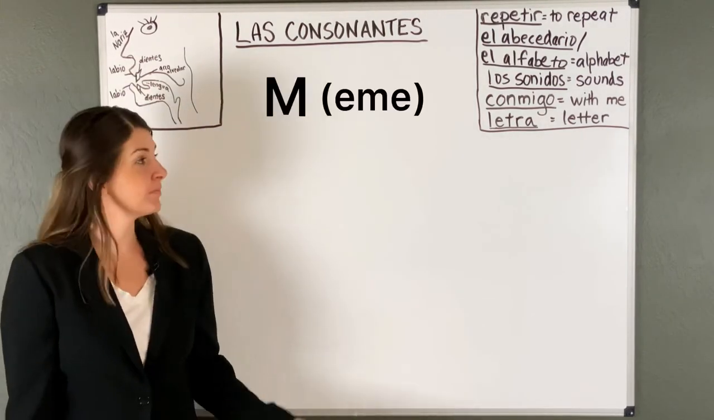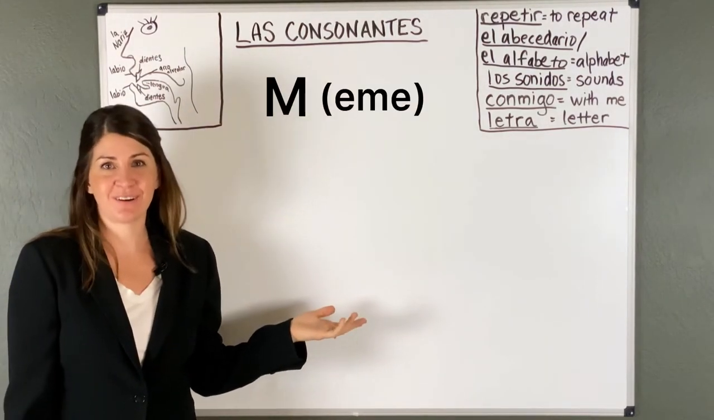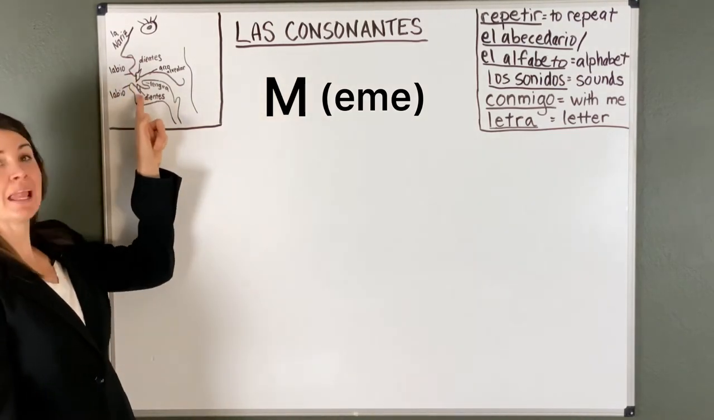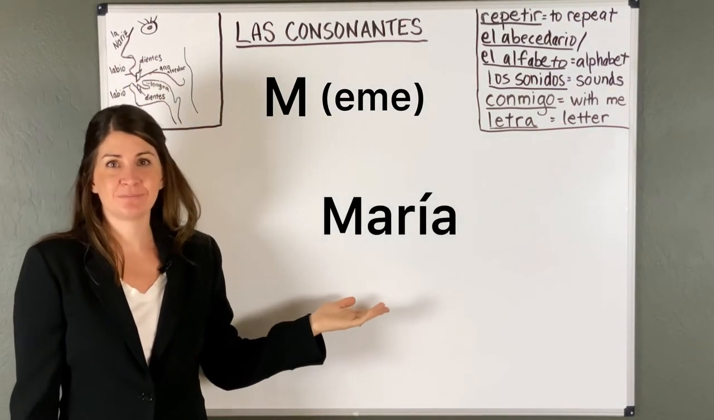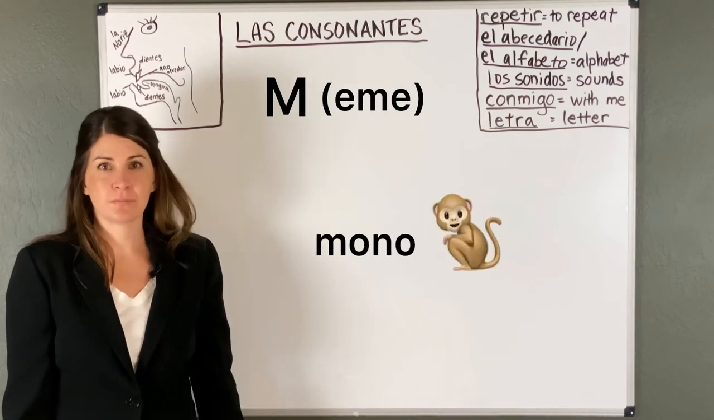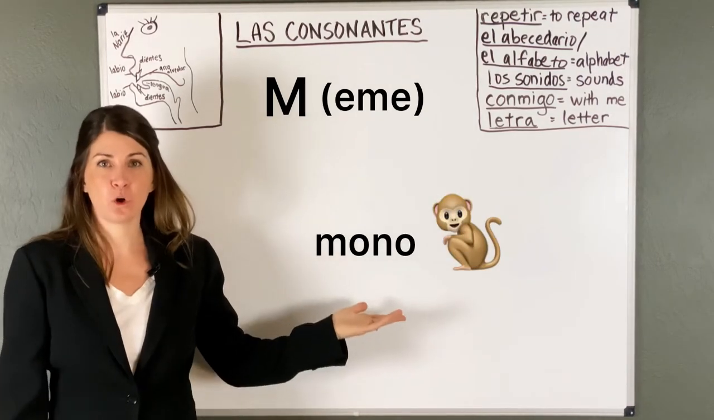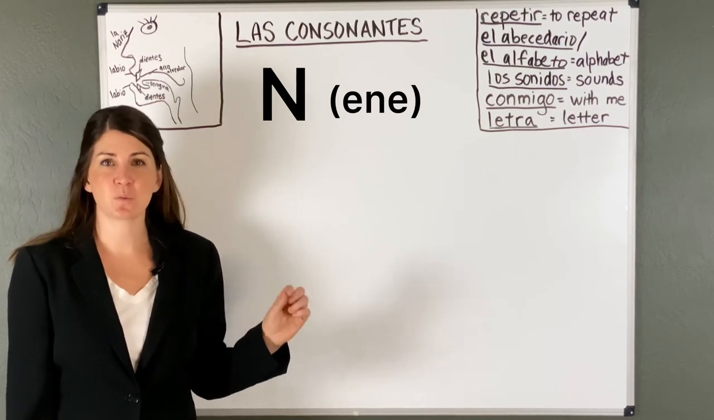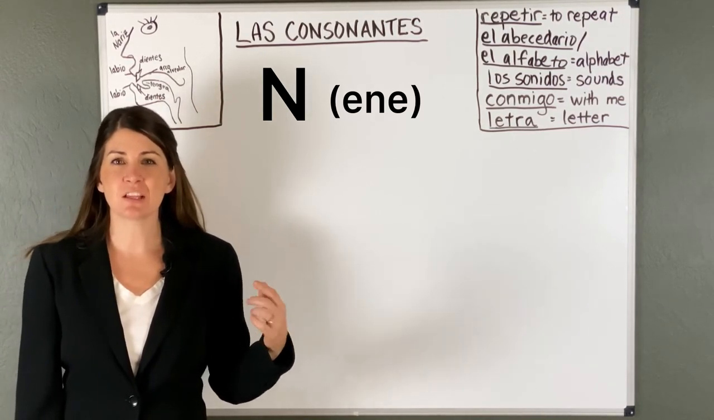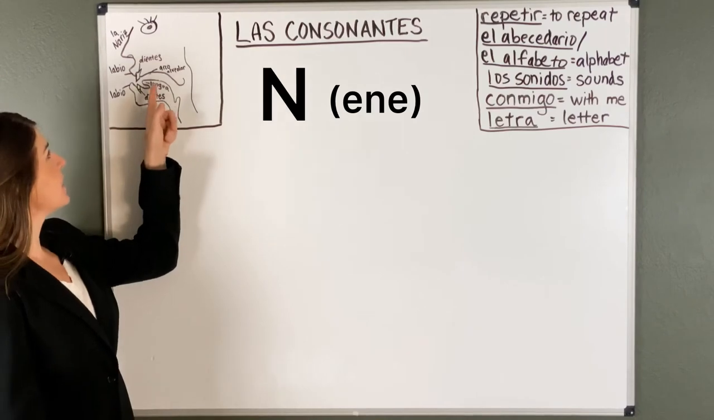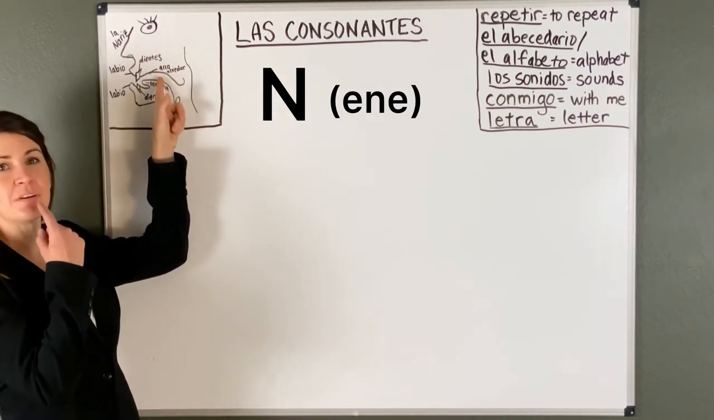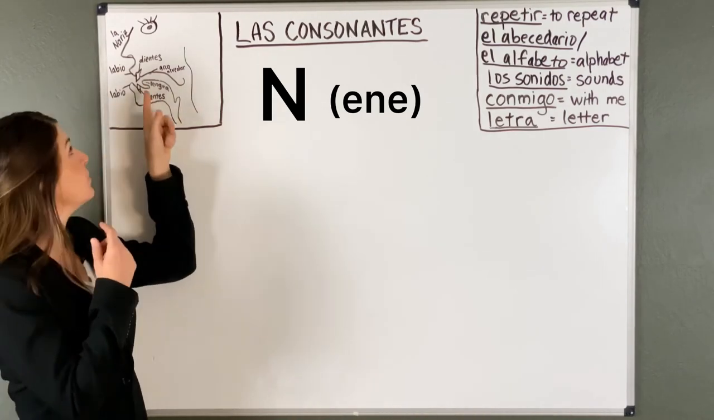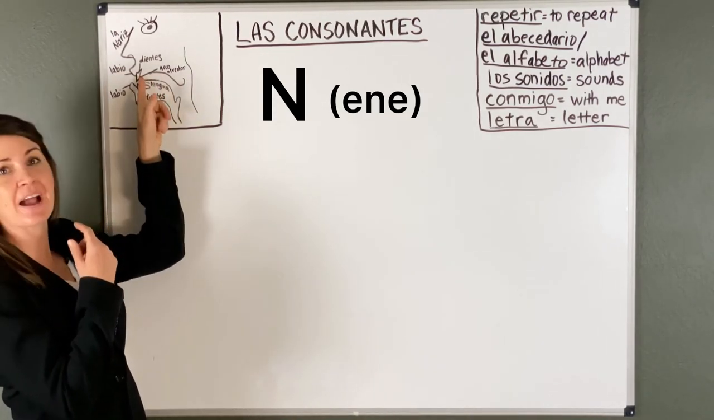Likewise, the M is very similar to the English M by labio con labio. Maria, mono. The N in Spanish is very similar to the N in English with one subtle difference. In English, the N is produced with the tongue a little bit further in the back of the mouth, whereas the N in Spanish, you move your tongue a little bit forward to the back of your teeth.